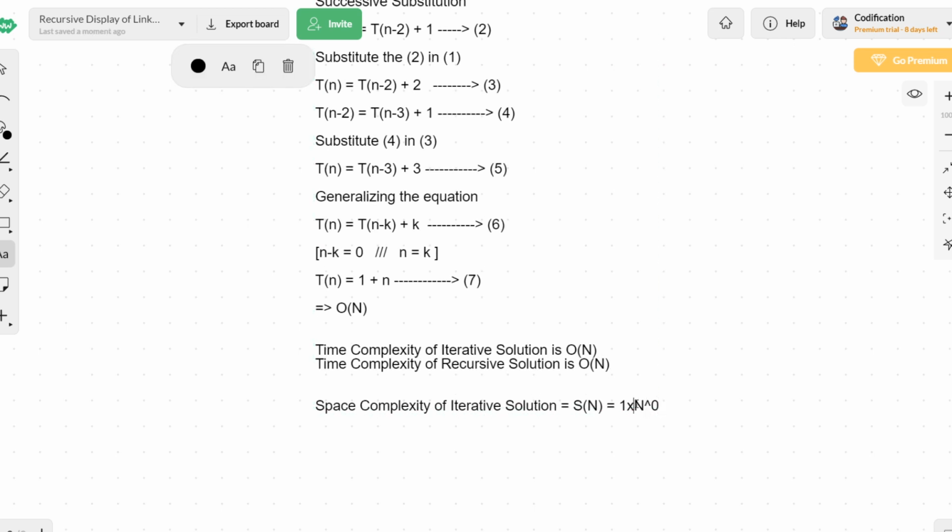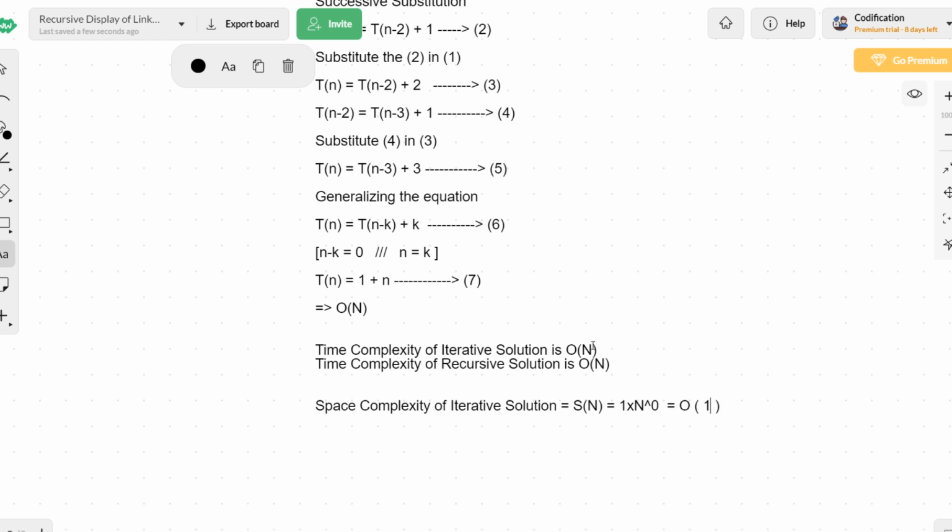So take that highest degree part. N power 0 is the highest degree, right? So this is going to be order of n power 0. So what is n power 0? Anything power 0 will always be 1. So the time complexity is going to be order of 1. What is this order of 1? This is said to be constant.